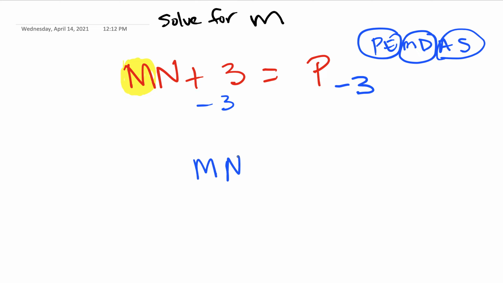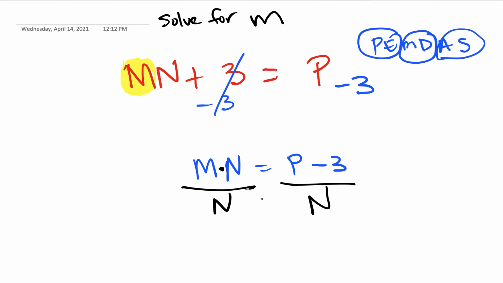So m times n equals p minus 3. We subtracted 3 on both sides, which canceled out that. So we have any exponent or any multiplication or division, and we have a times, so we will divide. So when we divide the whole side, we're dividing everything. So m is going to be the same as p minus 3 over n.